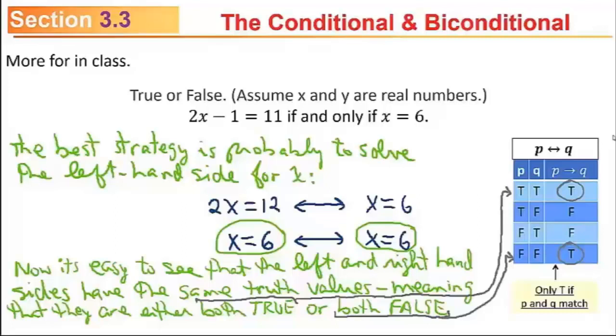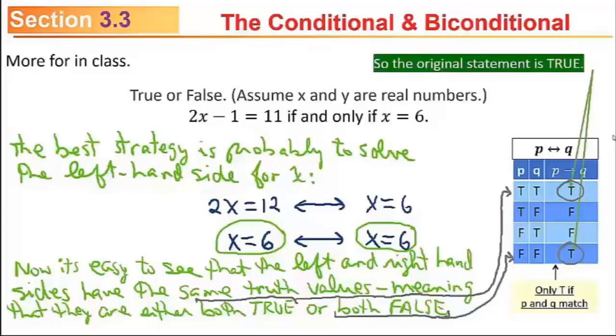If x is equal to 6 on the left, it'll be equal to 6 on the right. If it's not equal to 6 on the left, it will not be equal to 6 on the right. So they will match each time. So even though there's a variable in there, I can see that the left and right-hand sides will match no matter what the value of x is. So the original statement is definitely true.